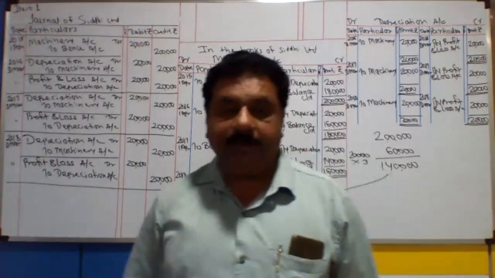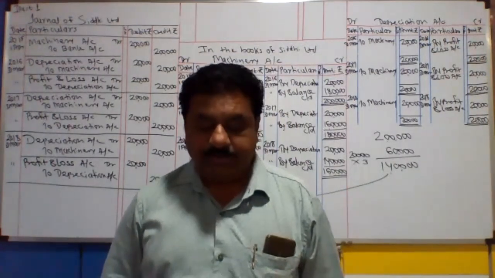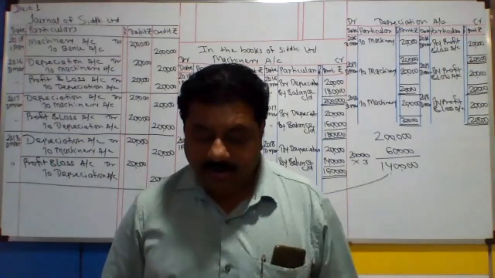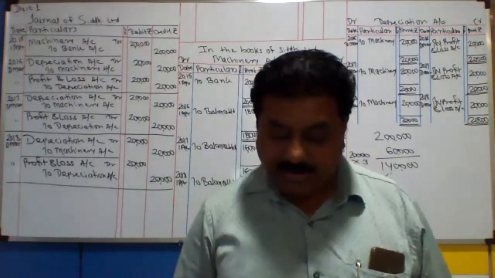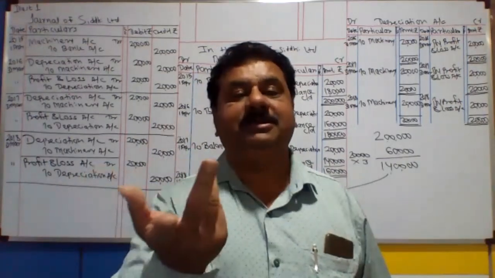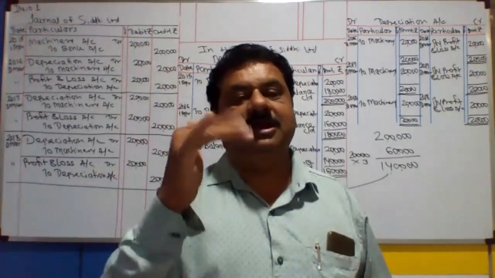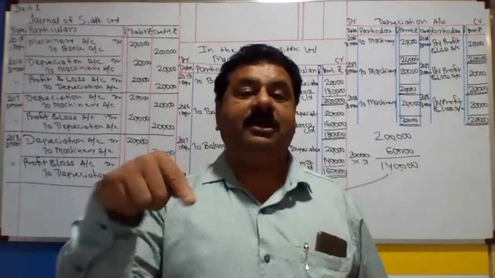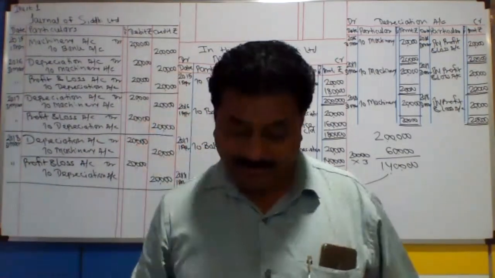So illustration number 2. On 1st April 2016, Messrs Poonawalla Company, Latur, purchased equipment 50,000 against the check. मतलब equipment हमने check से purchase किया है. So it is a equipment instead of machinery. Equipment है वो. My equipment account debit to bank. पहला entry आने वाला है.